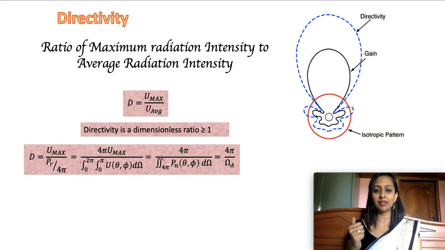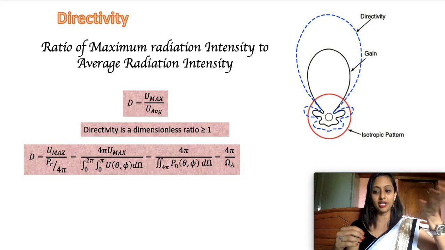It's a dimensionless ratio which is always greater than or equal to 1. So when I take an omnidirectional antenna, the ratio of both becomes 1. If I take U max also for an omnidirectional antenna, to the ratio of U average also for an omnidirectional antenna, the ratio will be 1. So the directivity of an ideal omnidirectional or isotropic antenna is always 1. How do I calculate this, or relate this to what we have already studied previously?